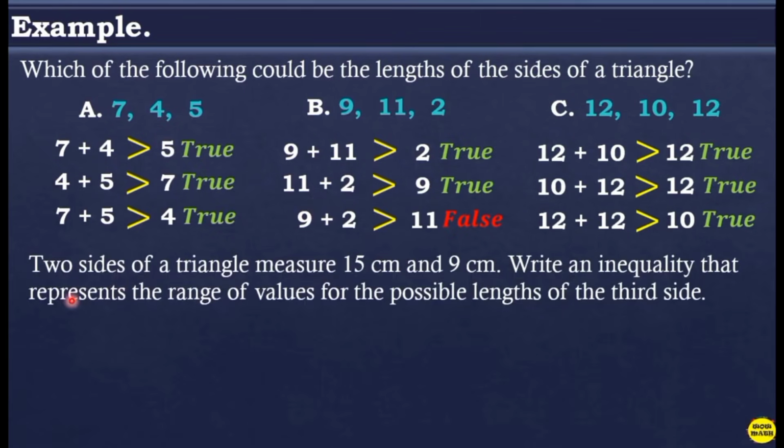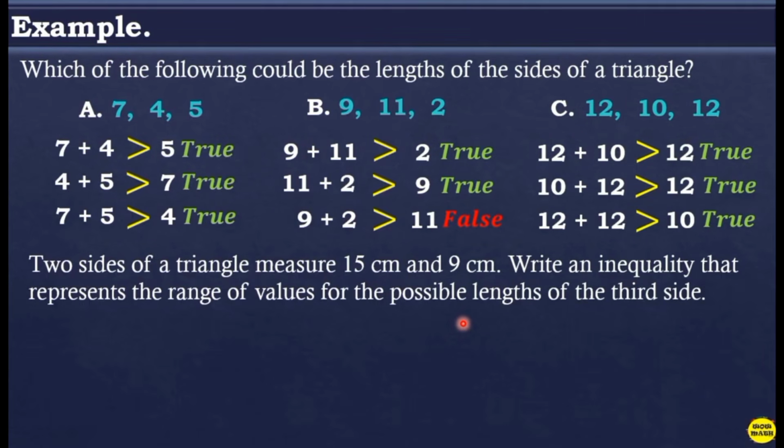Let's have another. Two sides of a triangle measure 15 centimeters and 9 centimeters. Write an inequality that represents the range of values for the possible lengths of the third side. So, in this problem, ang pinapahanap sa atin is what are the possible lengths of the third side. Kasi ang binigay lang po sa atin are two sides which are 15 centimeters and 9 centimeters. So, ibig sabihin, kulang tayo ng isa. So, ano yung pwedeng length ng third side natin for us to form a triangle?